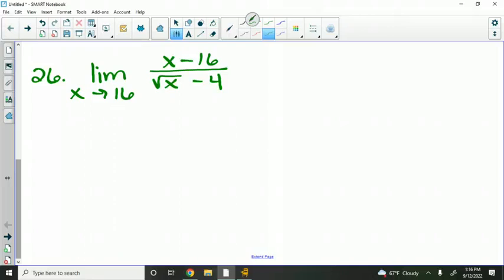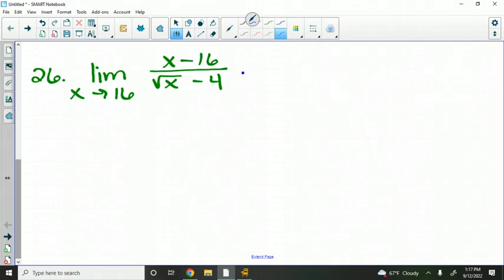I mean, as always, we would try direct substitution. Still doesn't work. We can't factor this. There isn't a complex fraction, but there's that square root. Do you remember something from algebra called conjugates? So a conjugate is where you take the part with the square root, you copy it over, but you change the sign in between it.